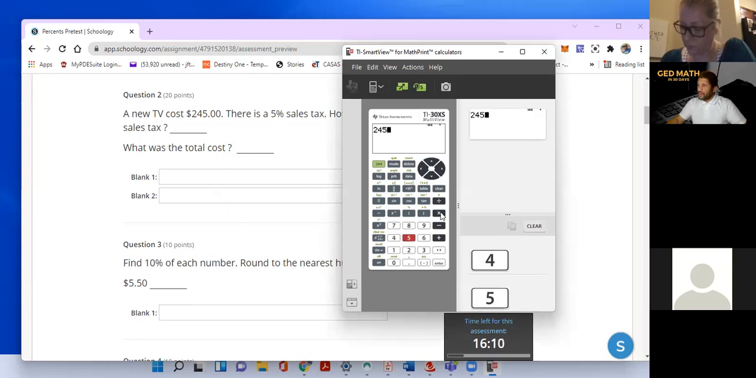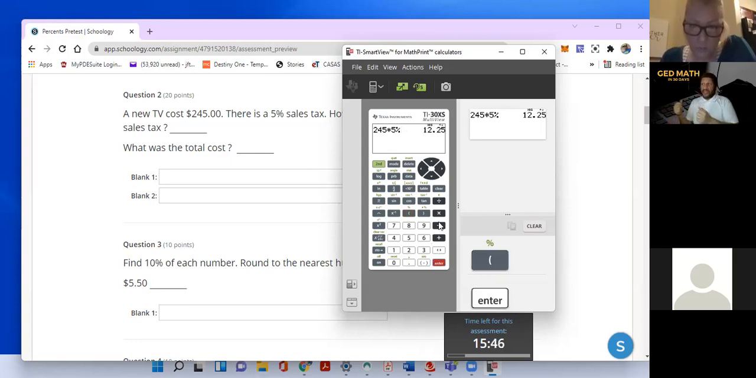245 times 5. Now, what happens is she said multiply by 5%. With the calculator, you can actually put just 5%. You don't even have to change it to a decimal. Because in class, they tell you to change 5% to a decimal, 0.05, then multiply, right? But using the calculator, you can put the percent in.